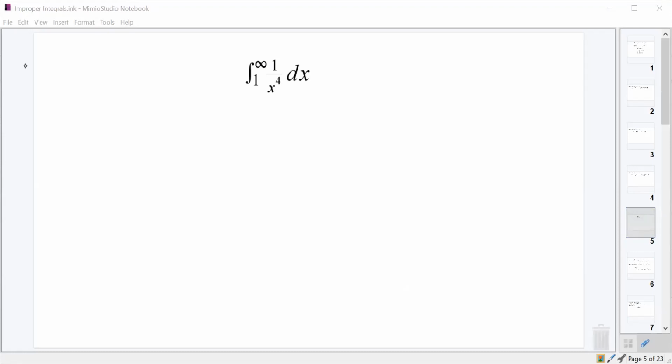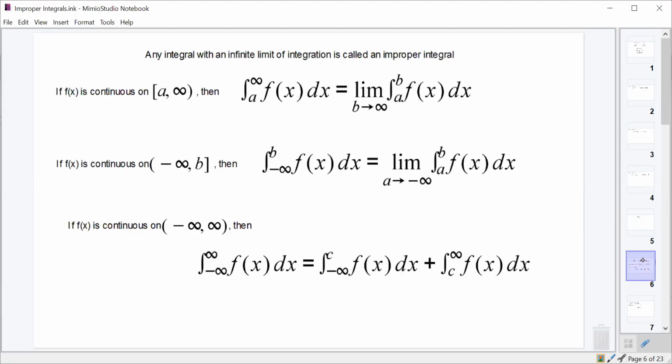But we're going to talk about how to integrate at infinite discontinuities and how to integrate going towards positive or negative infinity. Anytime you do this, it's called an improper integral. An improper integral is any integral that has an infinite limit of integration. So if I'm going from some constant to infinity, or from negative infinity to some constant, or from negative infinity to infinity.